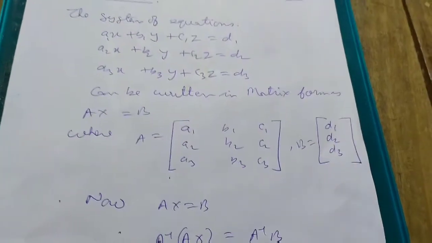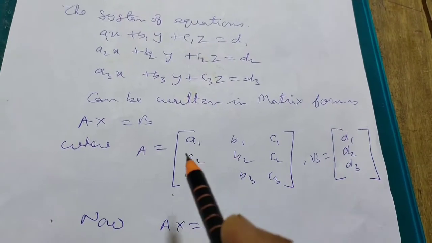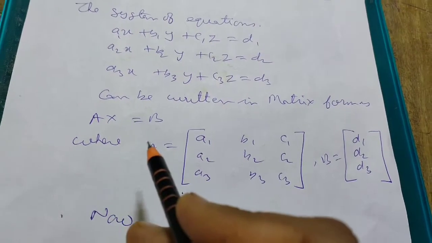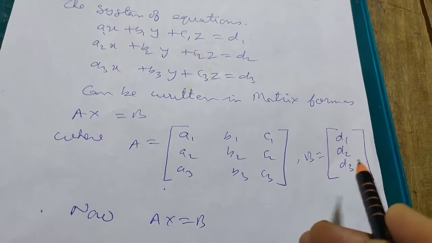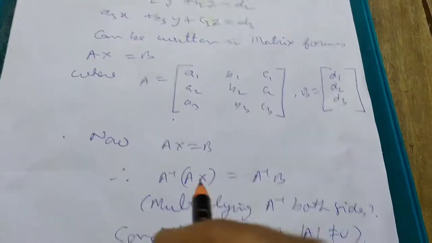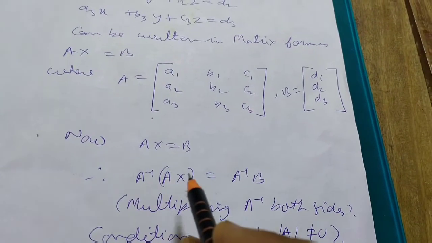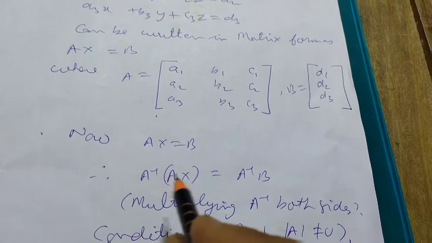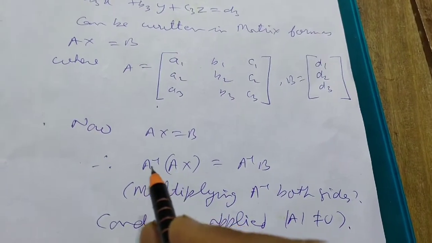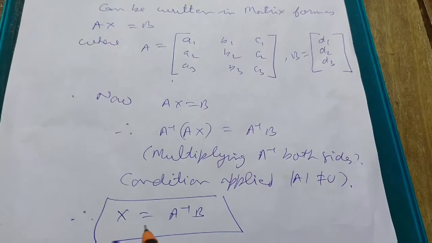Now in matrix form, if you multiply A into X, which is the matrix x, y, z, and we equate it equal to B, then we'll get this particular system of equations. So in matrix form we have the system of equations as AX equal to B. Multiplying both sides by A inverse, we'll get A inverse into AX equal to A inverse into B. Now combining A inverse and A, they are inverse of each other, so we'll get the identity matrix. So IX, but IX is equal to X.